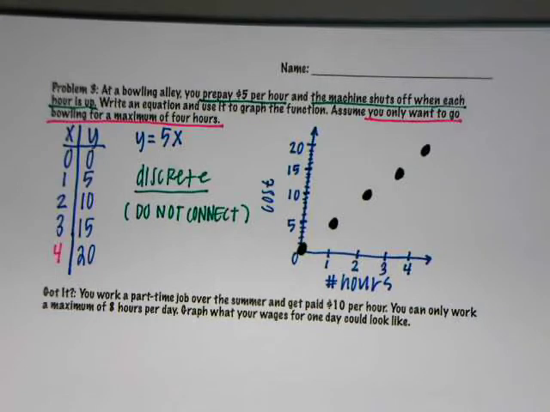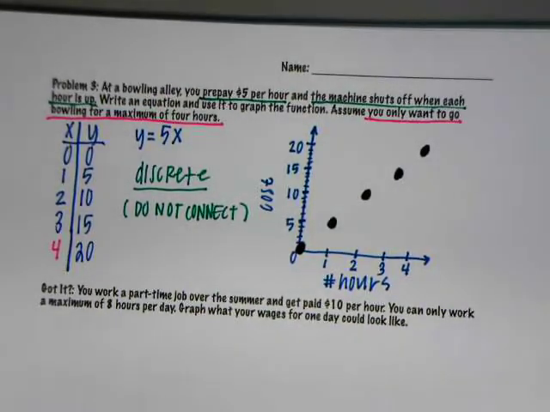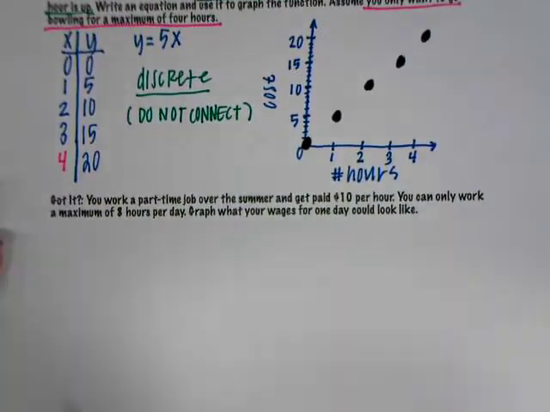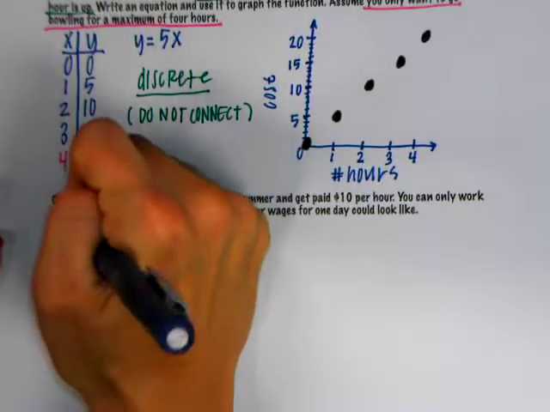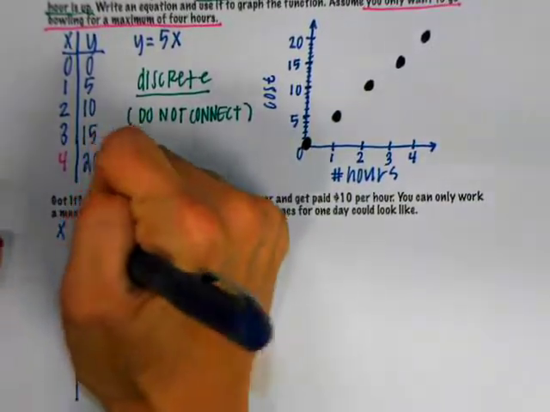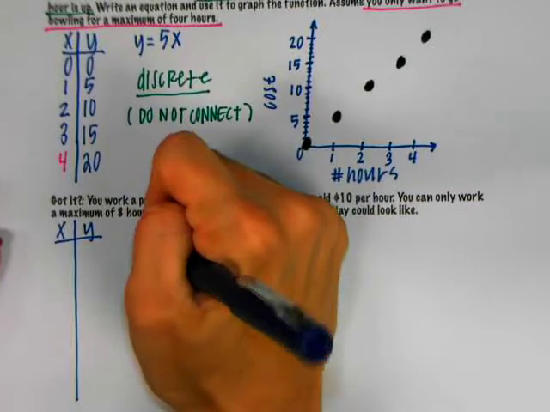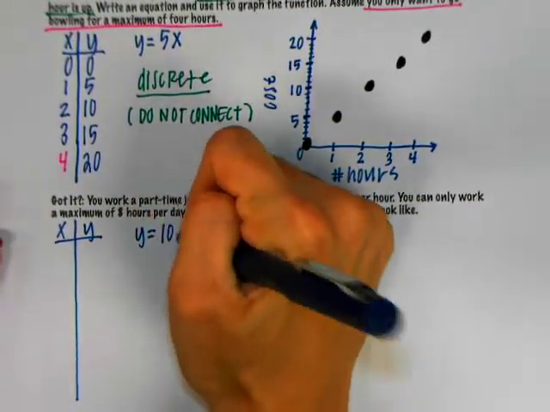All right, let's go with this. You work a part-time job over the summer and get paid $10 per hour. You can only work a maximum of 8 hours per day. Graph what your wages for one day could look like. So, I'm going to use X and Y again. So what would my equation be? Y equals what? Yep, 10x.